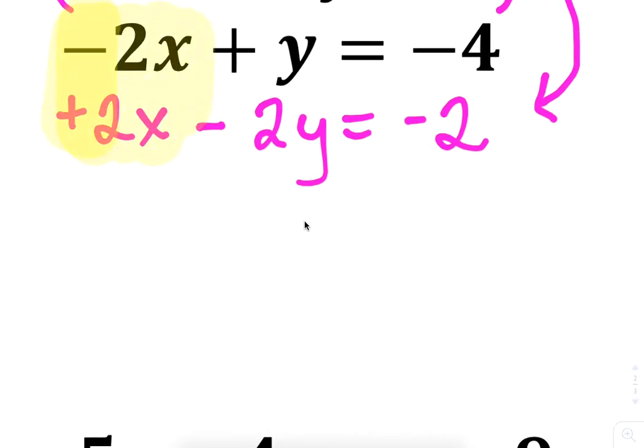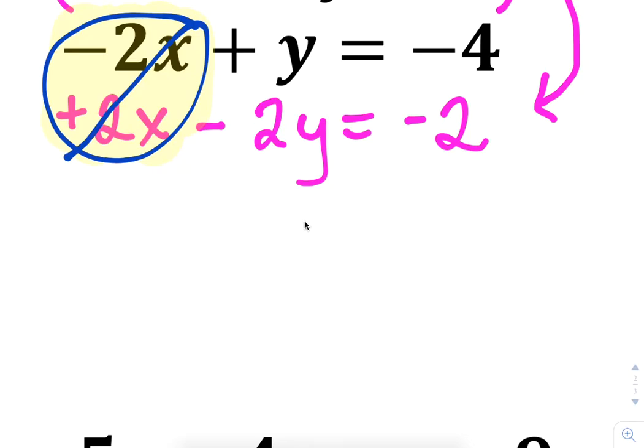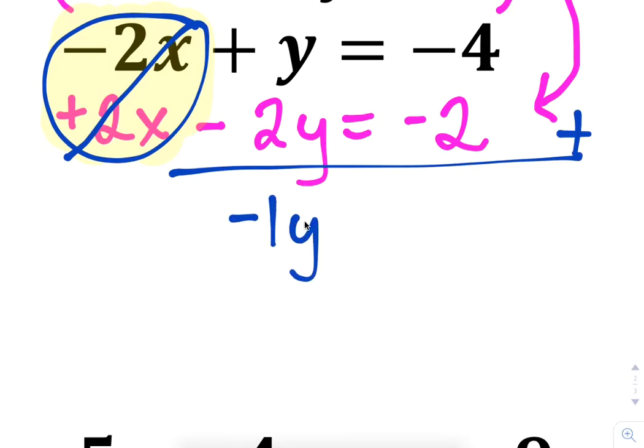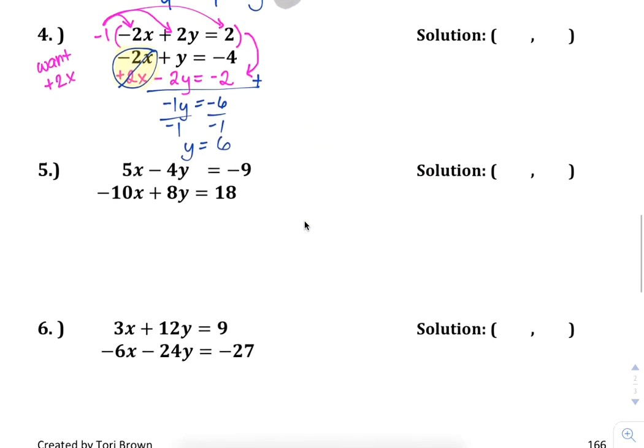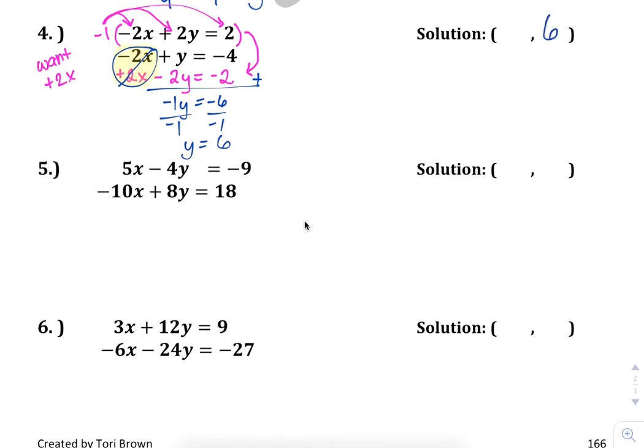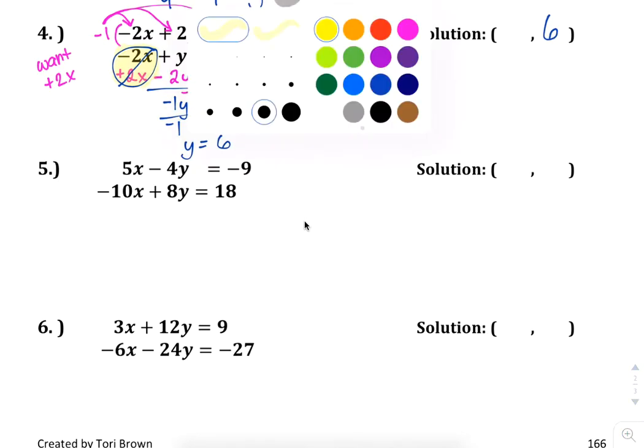I do have opposites, so they are going to cancel. Go ahead and change colors. The x's are going to cancel, and I can add up what's left. So 1 and the negative 2 makes a negative 1y. Negative 4 and a negative 2 makes a negative 6. If I divide out that negative 1, my y is 6. I have my first answer. So if my y is 6, I'm going to put it as my top second number. And now I'm going to use it to find my other.